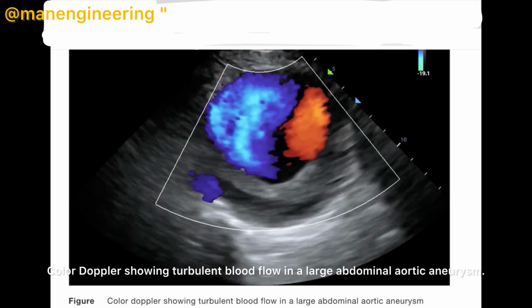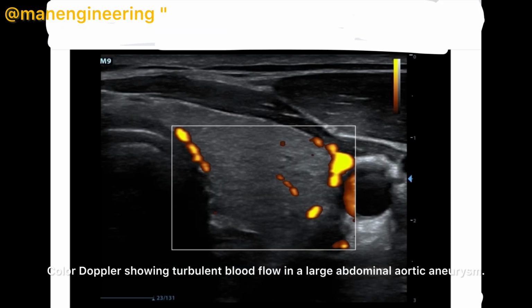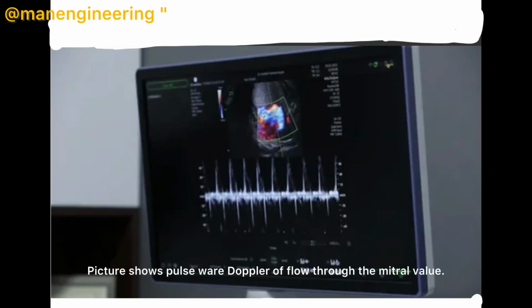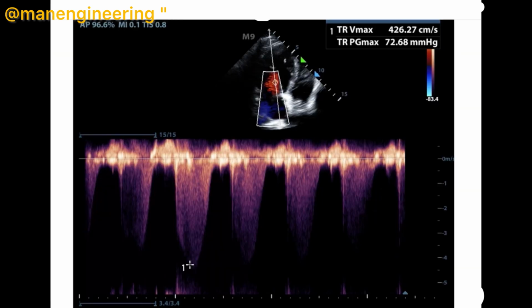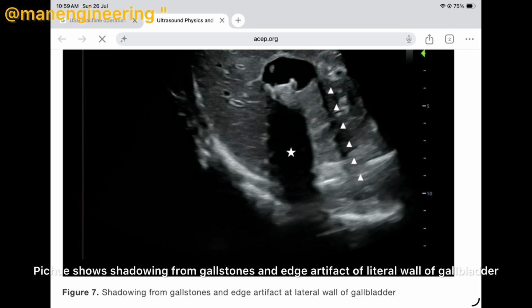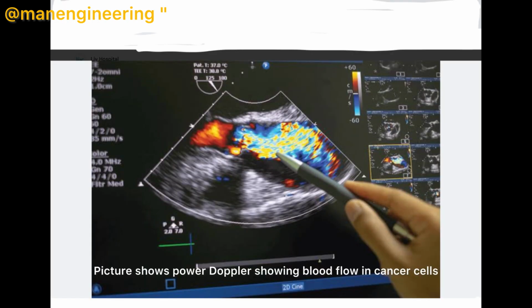Color Doppler showing turbulent blood flow in a large abdominal aortic aneurysm. Picture shows power Doppler showing blood flow in thyroid tissue. Picture shows pulse-wave Doppler of flow through the mitral valve. Continuous wave Doppler of tricuspid regurgitation. Picture shows shadowing from gallstones and edge artifact of lateral wall of gallbladder. Picture shows power Doppler showing blood flow in cancer cells.